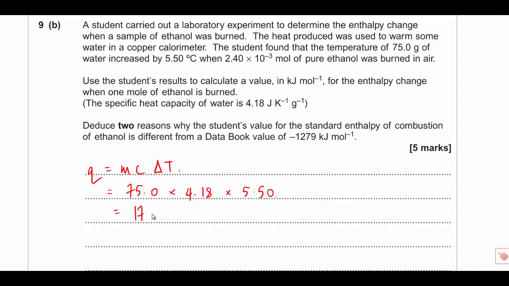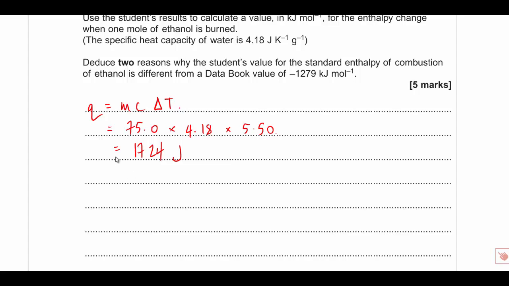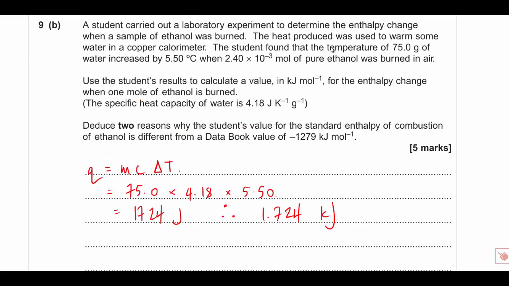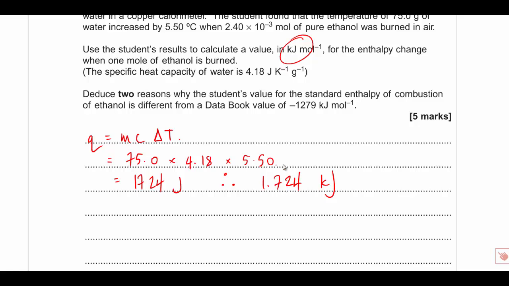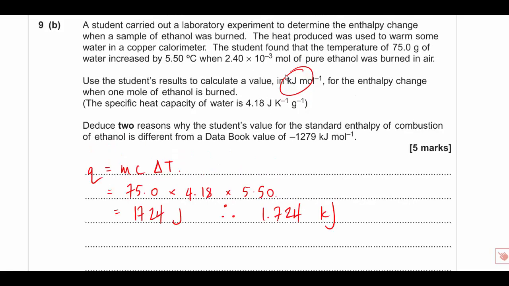Answer here is going to be 1724 joules. Okay, and we're dealing in joules here and all the rest of it. So we're going to convert that now into kilojoules. So therefore, 1.724 kilojoules, because the enthalpy, go back up here, the enthalpy is in kilojoules per mole, not in joules per mole. So we've converted it to kilojoules. Perfect. How many moles did we have?